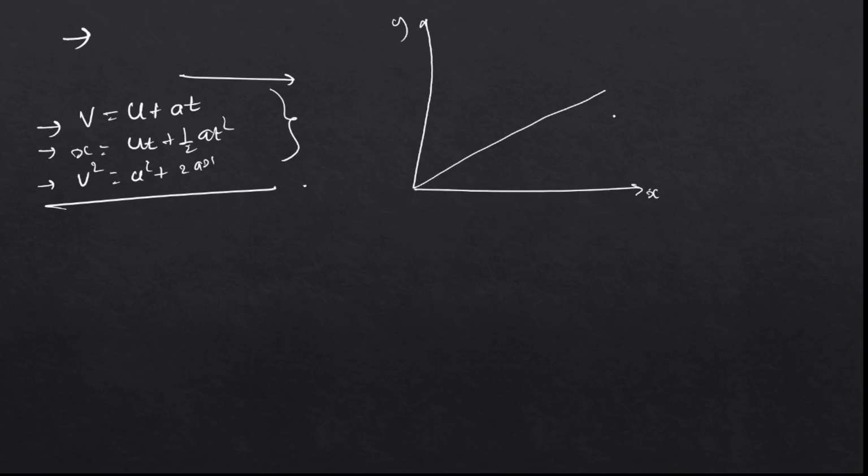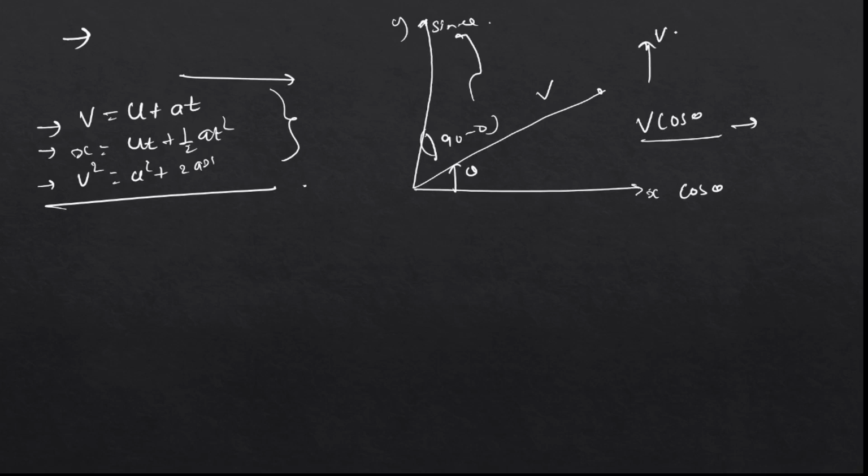Say the body is moving like this and it is making an angle theta with the x-axis, so it would have its two components: an x component and a y component. The component along the x-axis would be cos theta, and the component along the y-axis would be sin theta, because it would be 90 minus theta, and this gives us sin theta. So it has two components. Say it is moving with velocity v, then this velocity would have two components. The first would be v cos theta along the x-axis, and the second would be v sin theta along the y-axis.